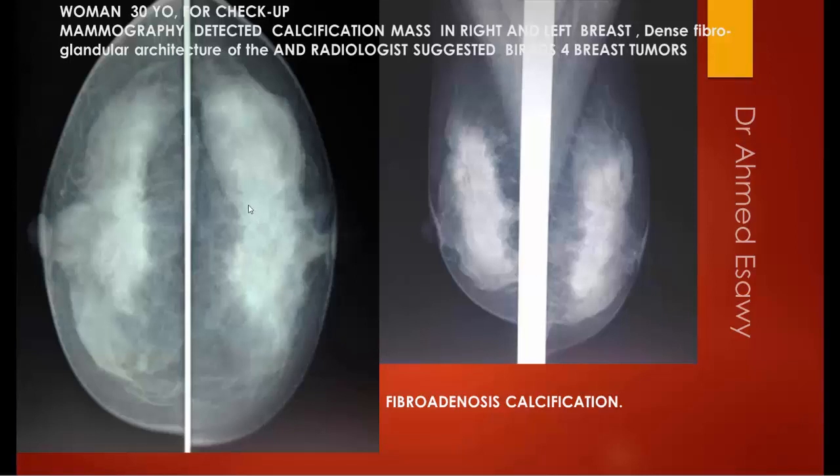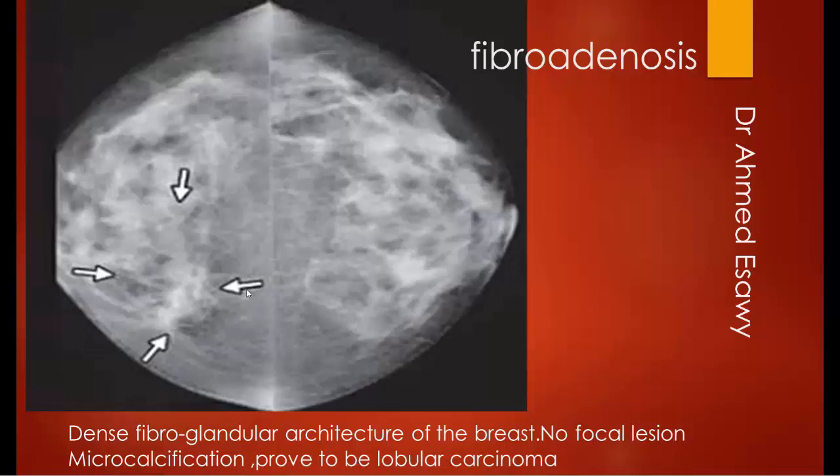This mammography detects calcification and mass in the right and left breast with dense fibroglandular architecture, reported as BI-RADS 4 breast tumor, proved by biopsy as fibroadenosis with calcification. Fibroadenosis, this case in mammography, right breast CC, shows an area of dense fibroglandular architecture, no focal lesion, microcalcification, but proved by biopsy as lobular carcinoma.